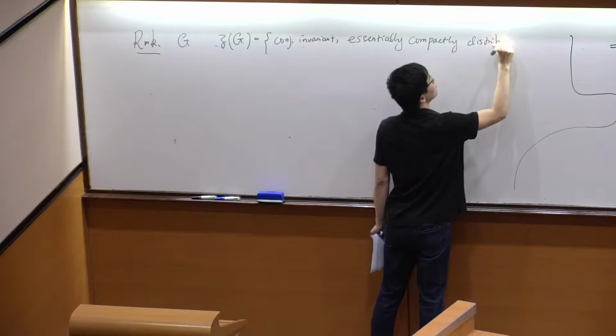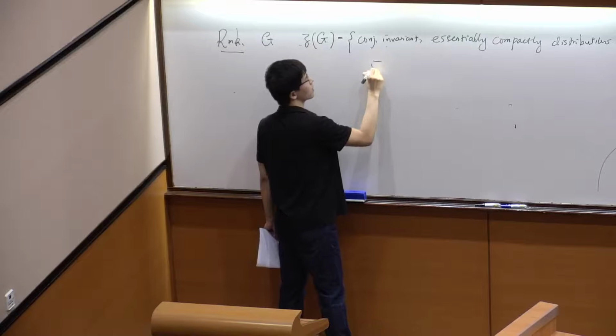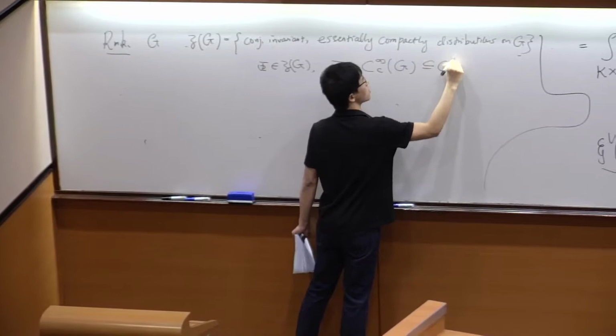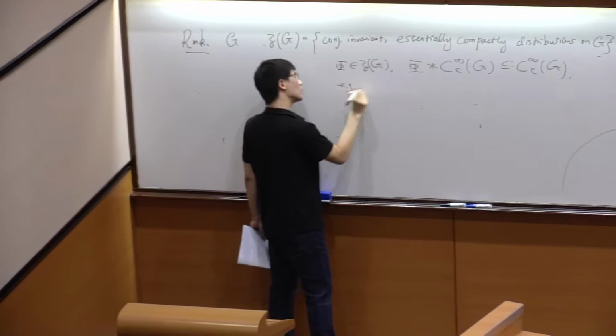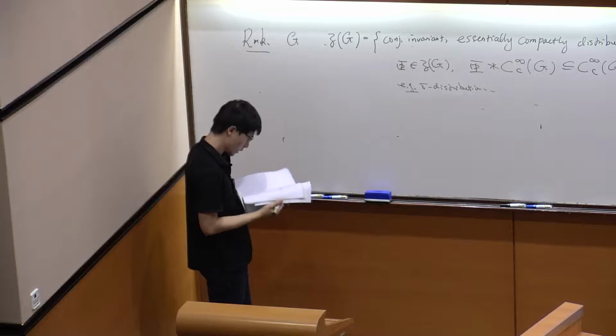Here, the word essentially compactly supported distributions means that if you have a distribution phi which lies in the center, then if you take the convolution of phi with any C_c^infinity function on G, it's still a C_c^infinity function. A basic example is like the delta distribution, yes.